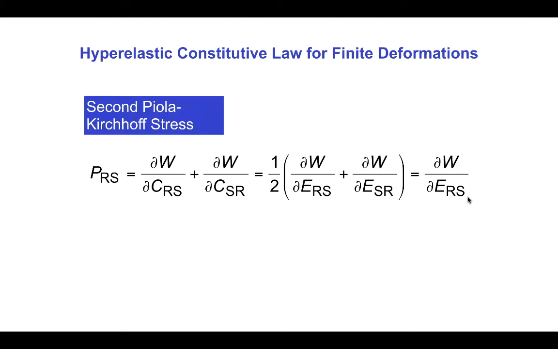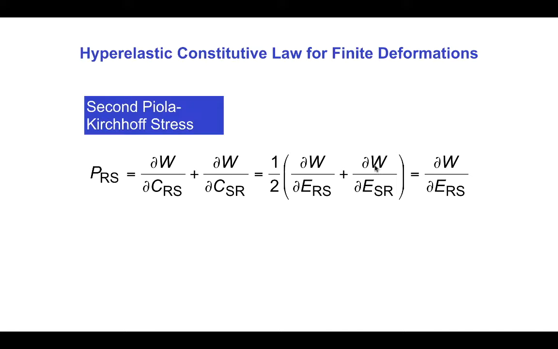the Lagrangian strain, ERS, or in terms of the right Cauchy-Green deformation tensor, PRS is ∂W/∂CRS plus ∂W/∂CSR, which we could also write as 1/2 (∂W/∂ERS plus ∂W/∂ESR). Now, since the strain is symmetric, this expression is also valid. However, this form, while being a bit longer, does serve to remind us that the stress tensor and the strain tensor are symmetric, and therefore the stress-strain relation must respect those symmetries.